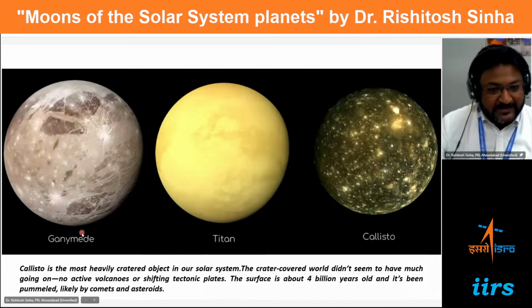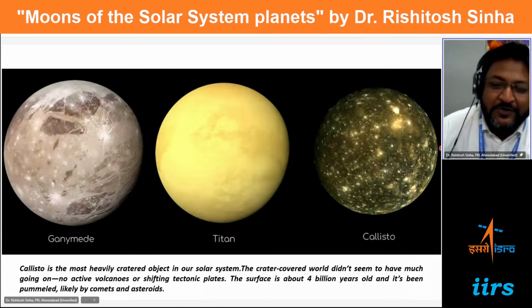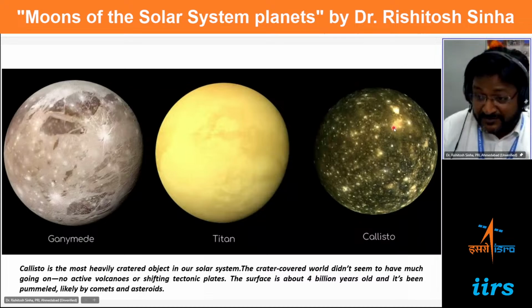Apart from Io, Europa, and Ganymede, there is another moon called Callisto. People do not talk a lot about Callisto because they think that it has got nothing to do. It is a very boring surface, a very old surface. So why do we talk about Callisto? But being an old surface, an old surface has a lot of significance.